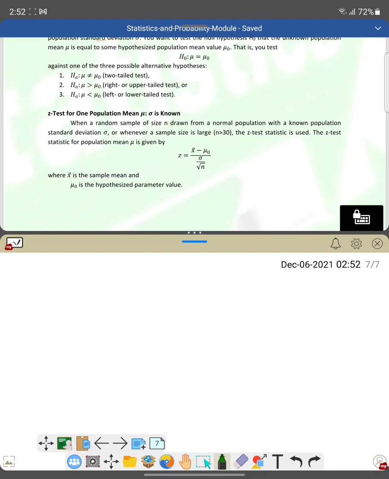The z-test for population mean is given by z is equal to the sample mean minus the hypothesized population mean, or the already given population mean, over the population standard deviation divided by the square root of the sample size. I hope you remember this formula from your chapter 3.